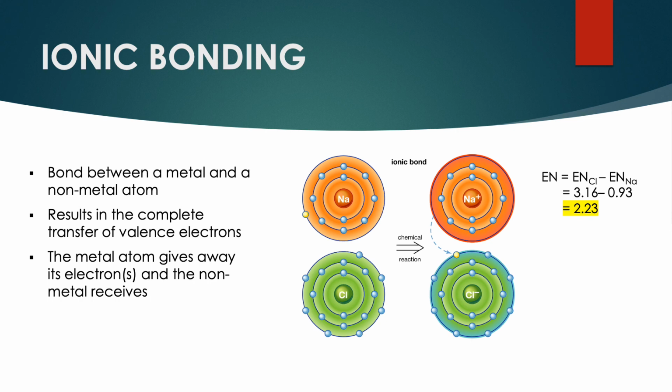or electrons. As seen in the bond between sodium and chlorine, the sodium atom gives away its single valence electron to the chlorine atom, resulting in both atoms now having a full octet and opposite charges. On the right, we see that the EN difference is 2.23, therefore it is ionic.